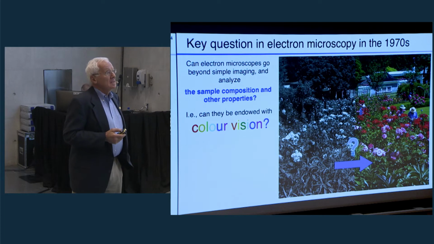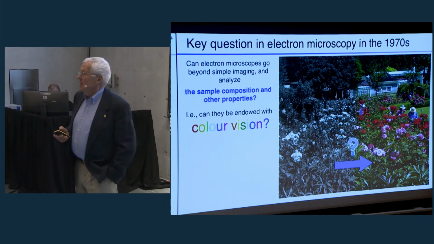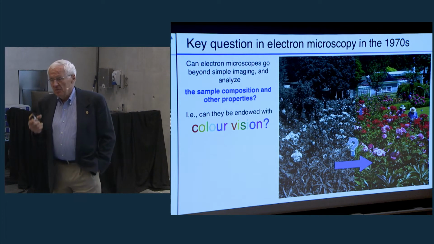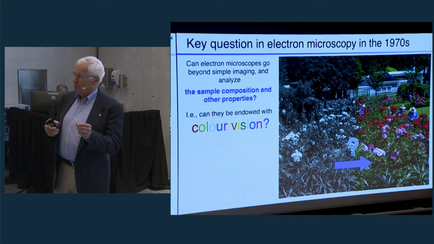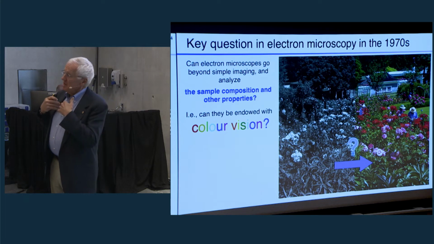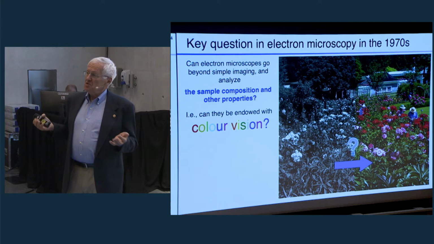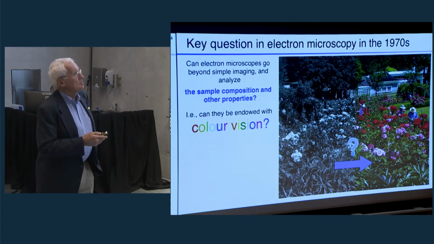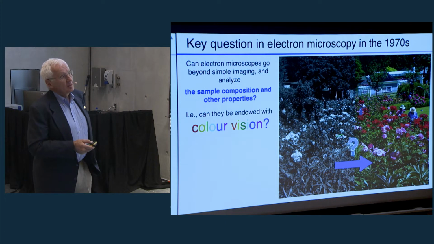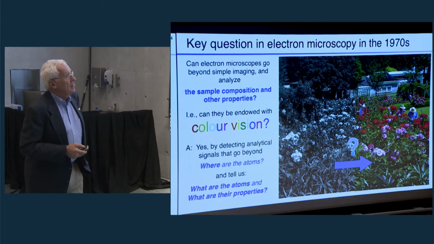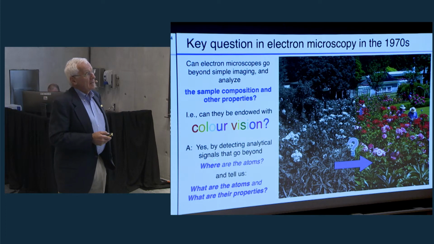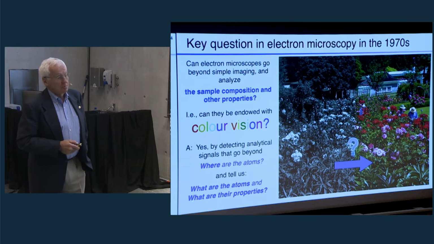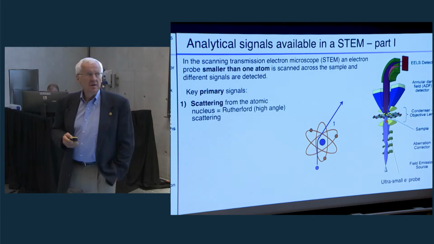Back in the late 1970s, there were a couple of workshops at Cornell University on analytical electron microscopy. We started being able to form very small probes to do the analysis with, and we started having a whole range of detectors that could pick up analytical signals. So basically, to summarize what was going on, could we go from the black and white world to the color one like this? And the answer was yes, by detecting analytical signals that go beyond where the atoms are and tell us what the atoms are and what their properties are.